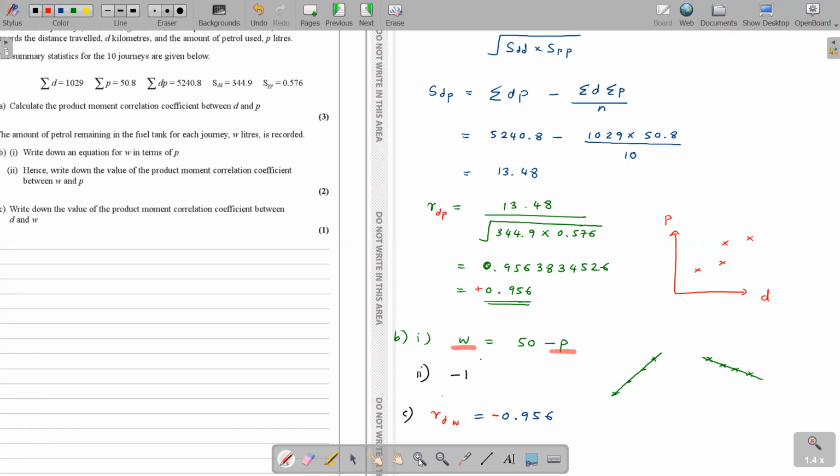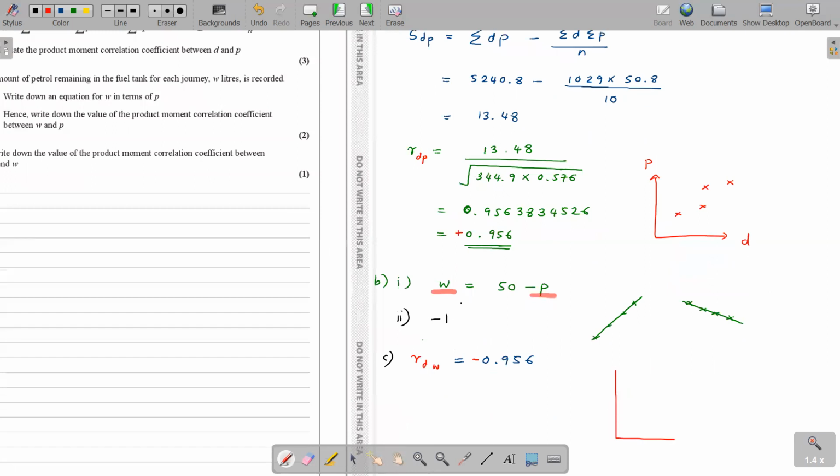That's common sense. Now, in this graph, it's the distance against W. W is the petrol that's remaining. So when the amount of distance you travel increases, what happens to the petrol that's remaining? Will the points increase or will the points decrease? The points will go down, right? Because the higher the distance you travel, the petrol amount that's remaining will go down. And you can clearly see it's a negative gradient. Therefore, your R value should be negative.